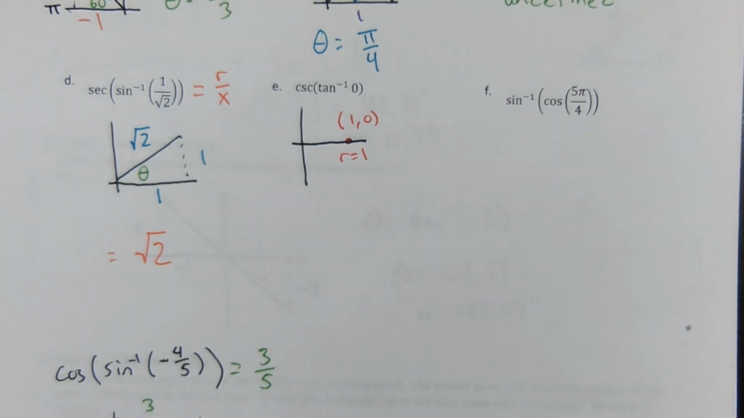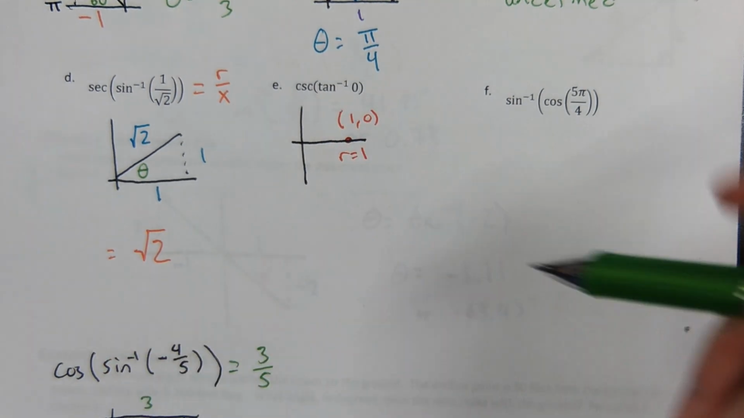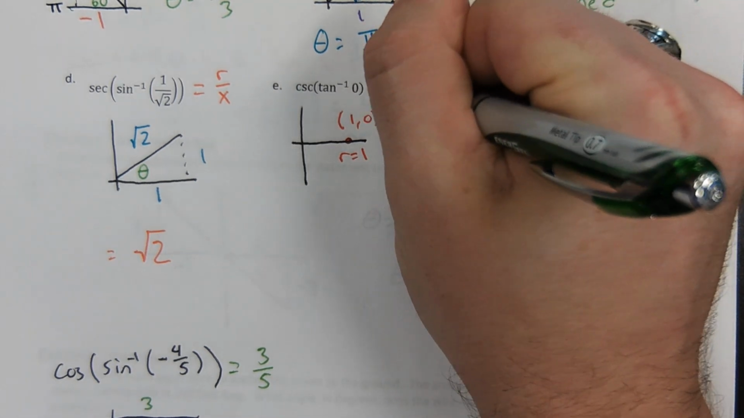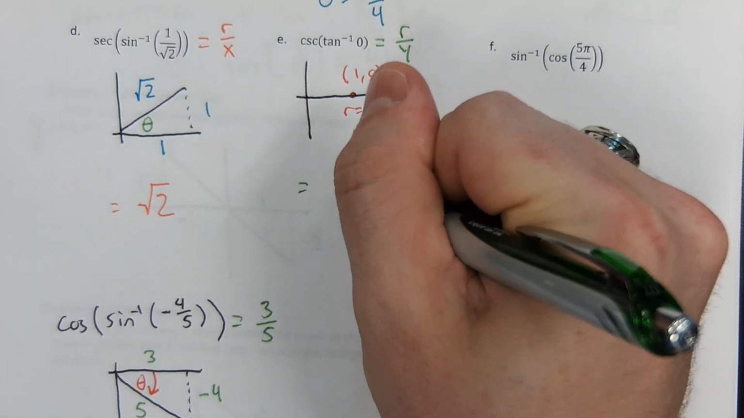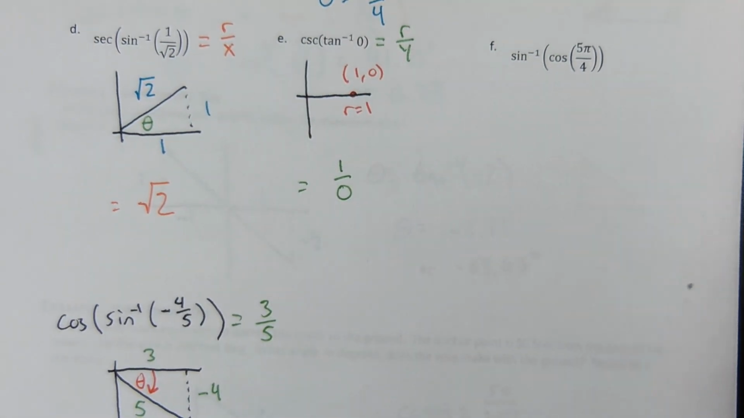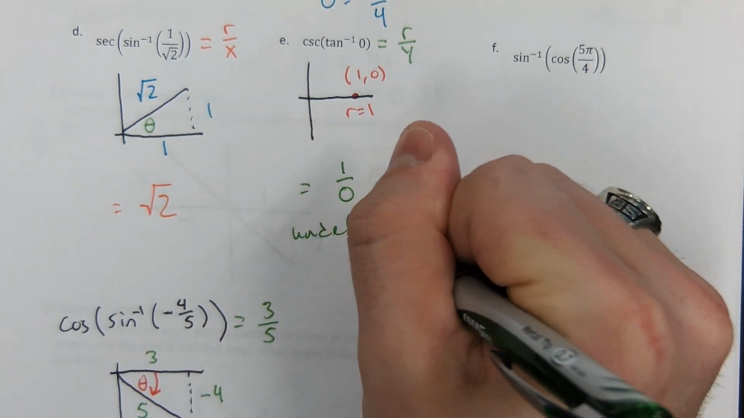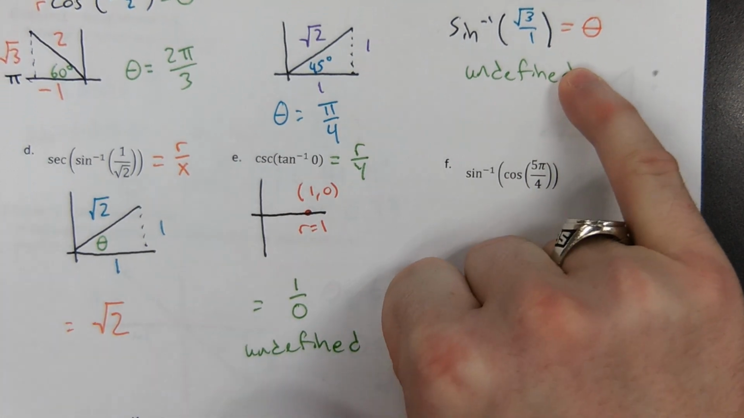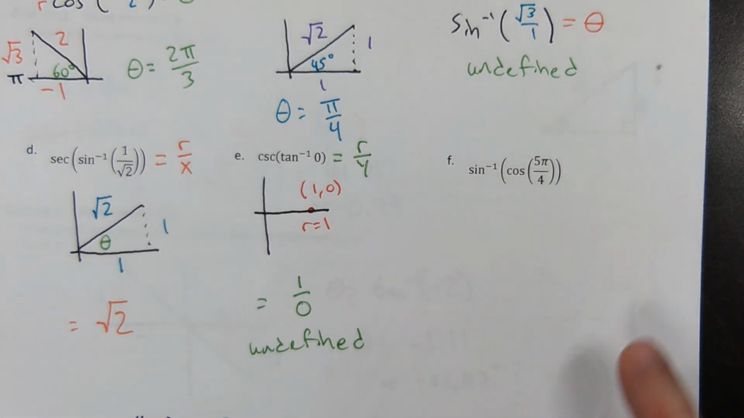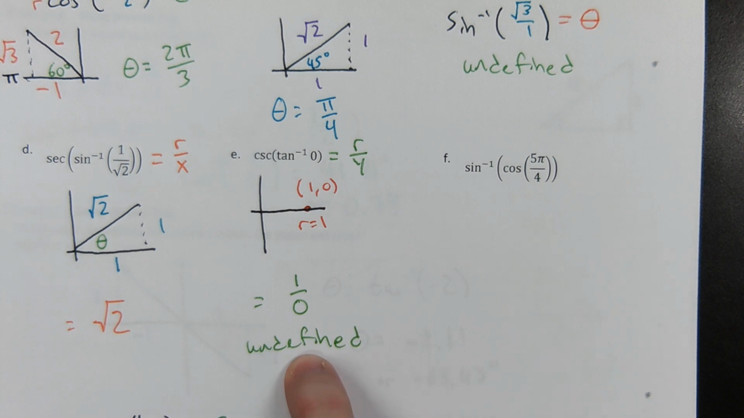Cosecant is the reciprocal of sine. Sine is y over r, so the result of this question will be r over y. That means the result of this question is 1 over 0, which is undefined. You have now had 2 examples on this page that are undefined. But they're undefined for 2 completely different reasons. This one was undefined because it asked you to make an impossible triangle. This one is undefined because it asked you to divide by 0.